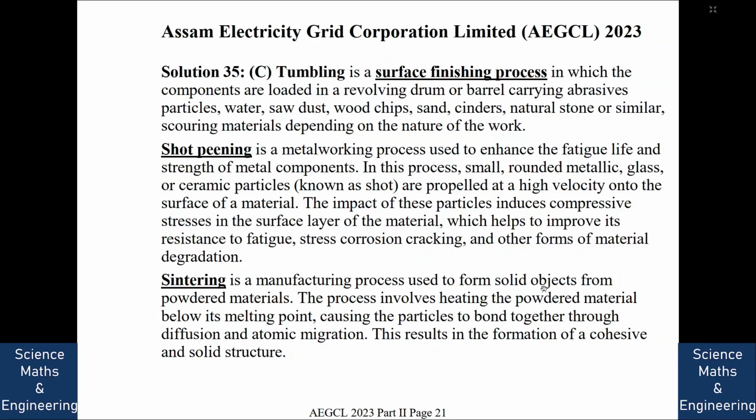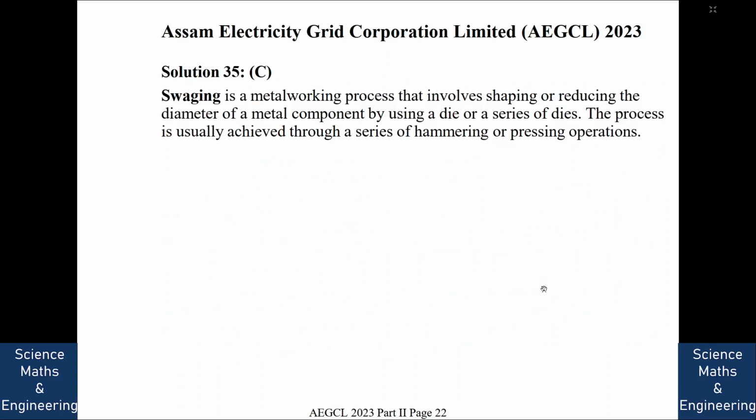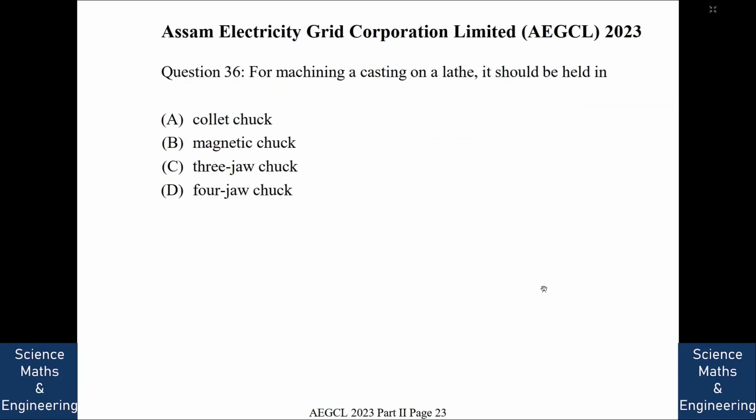Then the other options, that is shot peening, is a metal working process which I have described here in detail. Then sintering is used in powder metallurgy. Okay, and then swaging is also a metal working process. So you can go through the definitions. So we'll go to the next question. For machining a casting on a lathe, it should be held in.